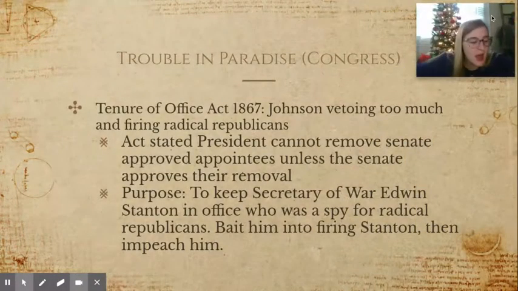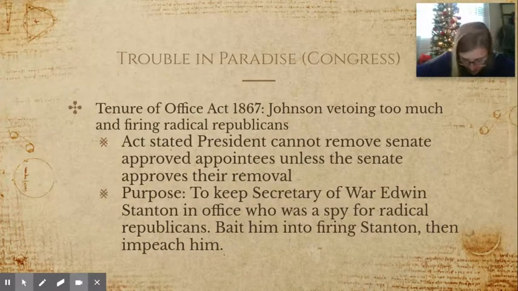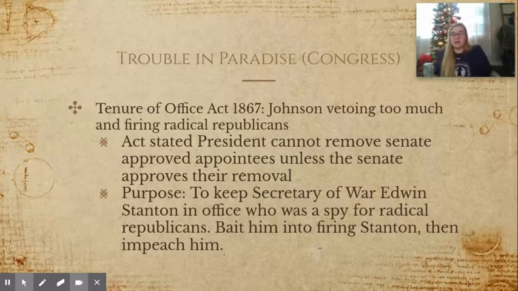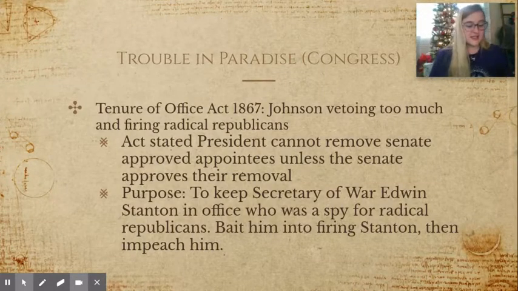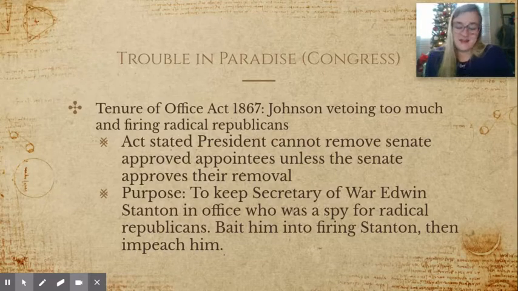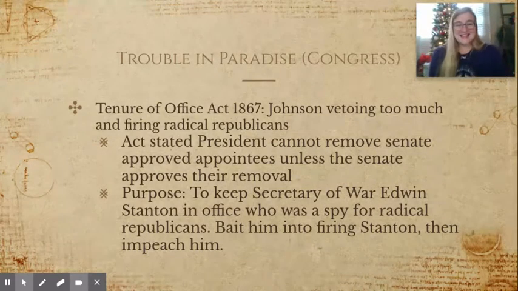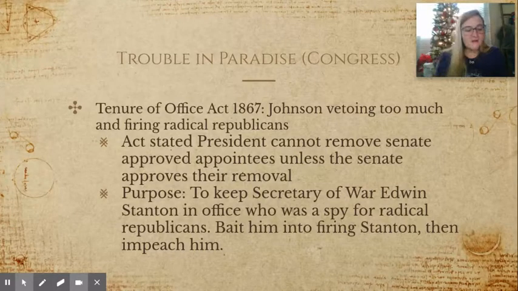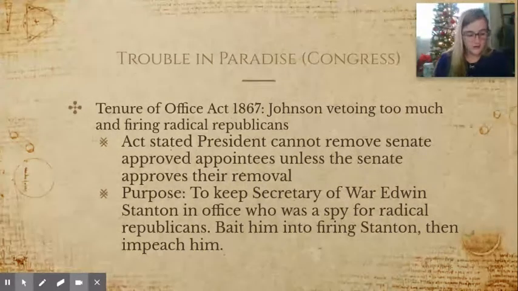So, we're getting to a time period here where Johnson and Congress really don't get along, and Congress is able to override everything that President Johnson does. So we have the Tenure of Office Act in 1867. Johnson is vetoing a lot of things, and Congress has to go through the motions of overriding his veto. And Congress passes the Tenure of Office Act.